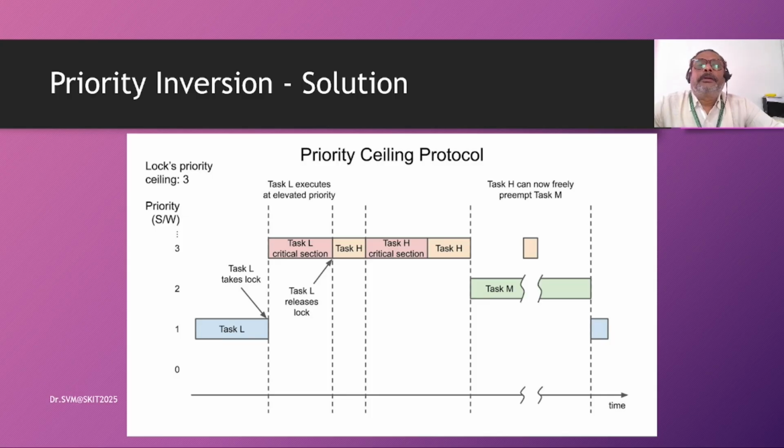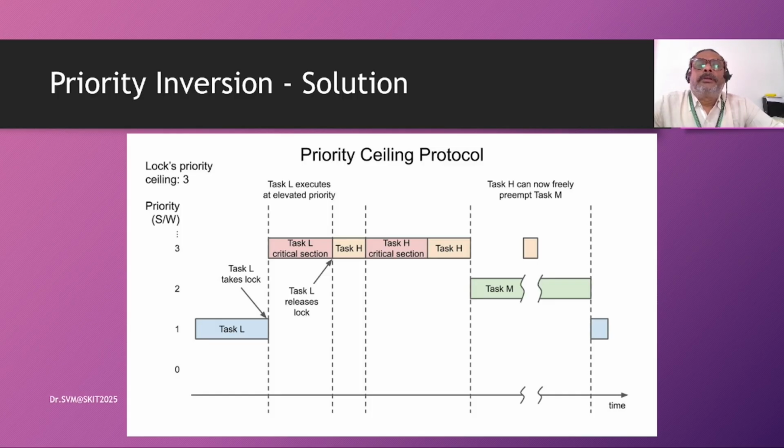But the moment the low priority process enters into its critical section, that means it locks some shared resource, then, as we have seen in the previous case, after locking the resource, if any high priority process comes to run, then this low level one will be preempted and the high priority one will be given a chance, and that was creating this priority inversion problem.